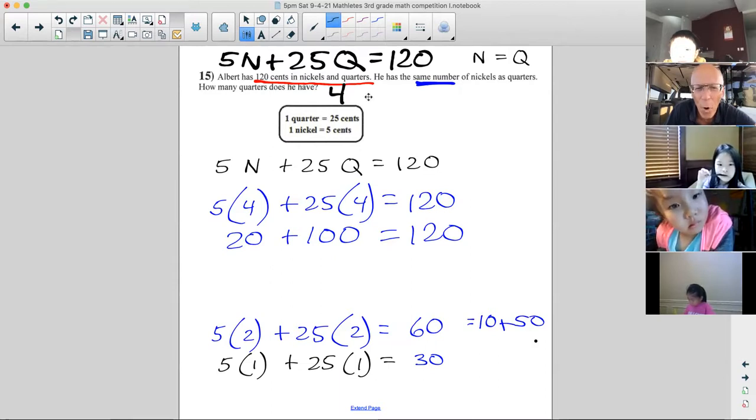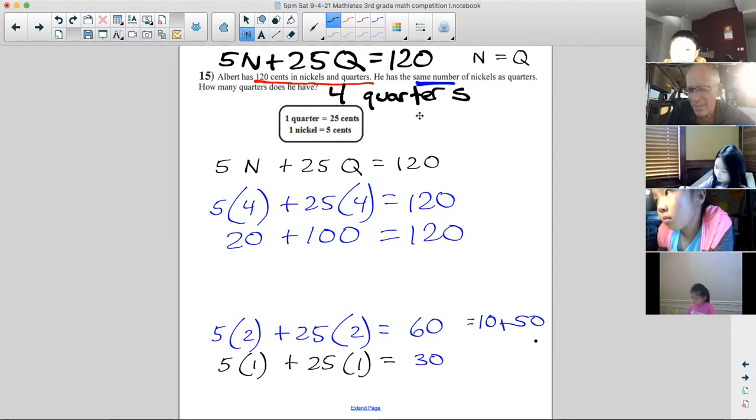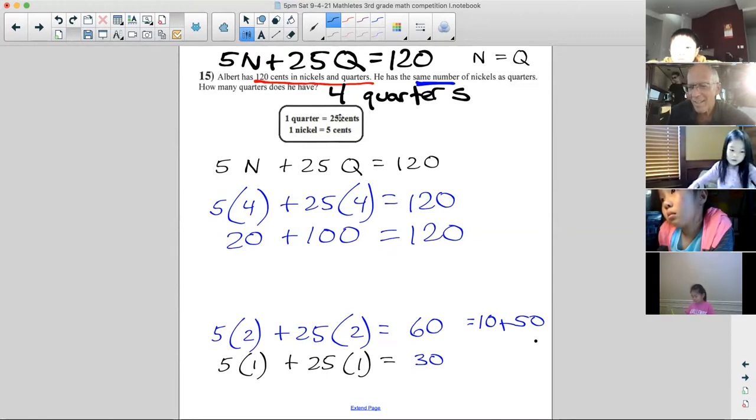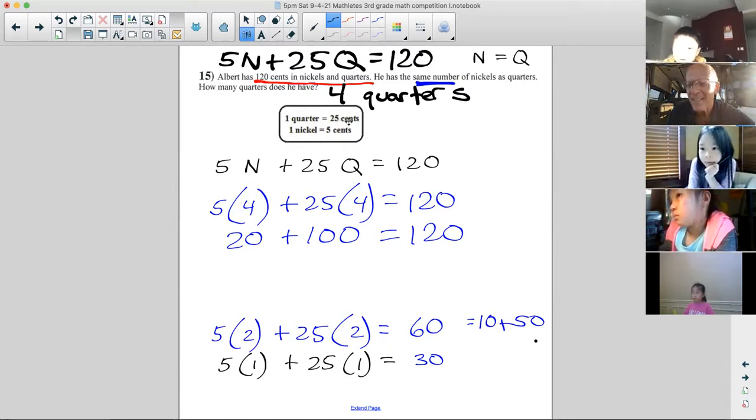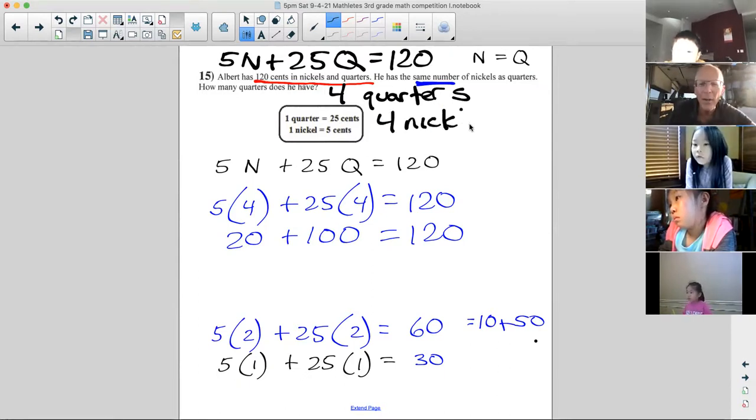He has 4 quarters. And how many nickels? And how many nickels, guys? 4 quarters and? He has 4 quarters and what? How many nickels does he have? 4. Right, he has 4 nickels as well.